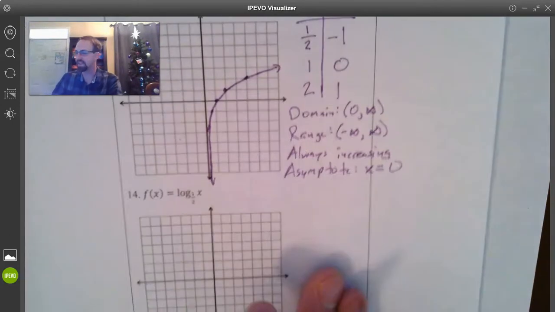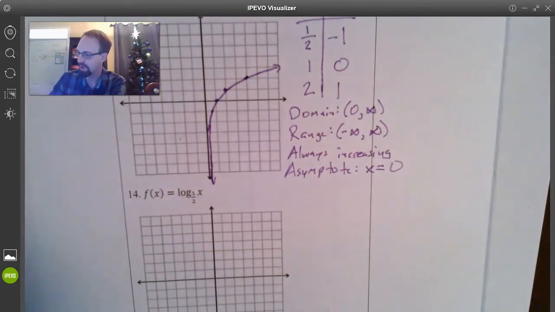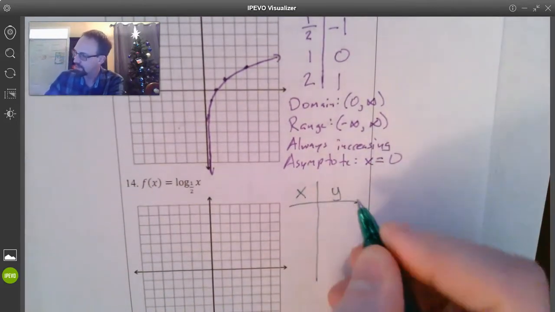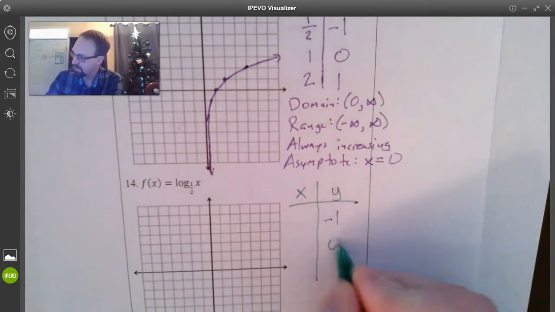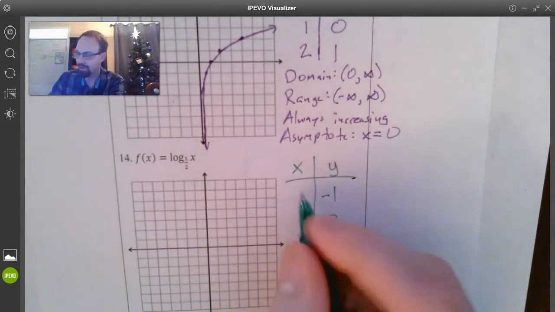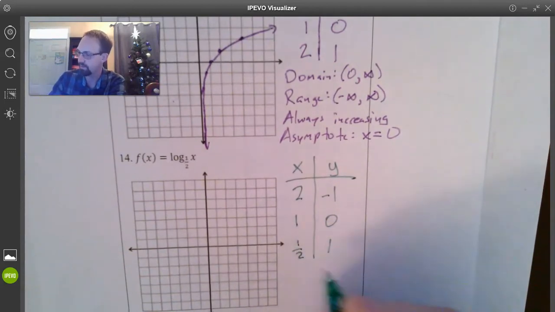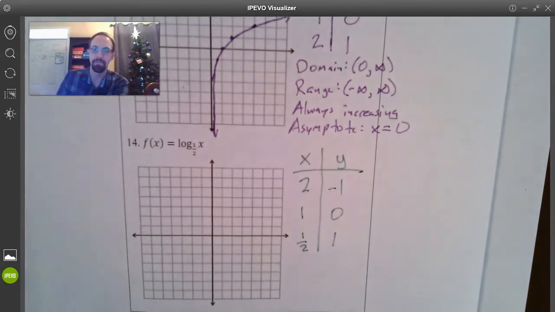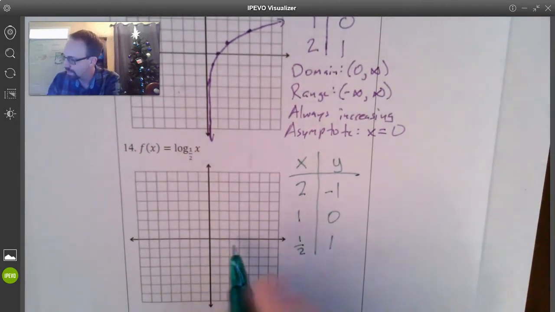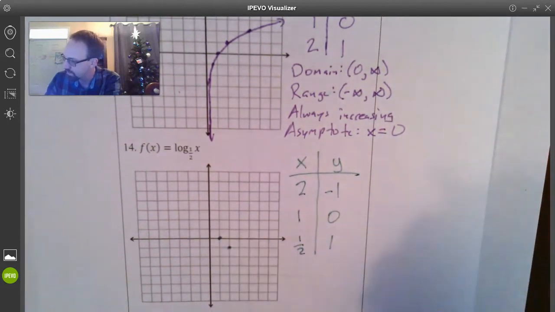So now number 14, similarly, except my base is 1/2. Because my base is 1/2, this changes it slightly. So my x values here, well, 1 over 1/2 is actually 2, 1, and then 1/2. So for this, you're going to get something slightly different. Let's see if we can plot this through.